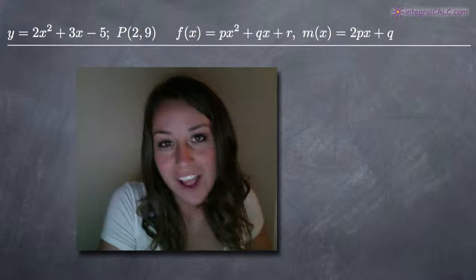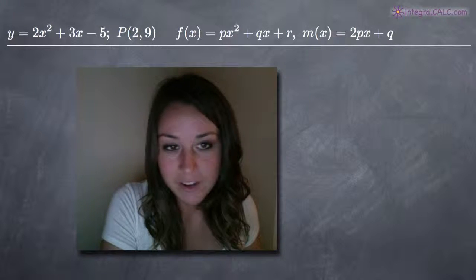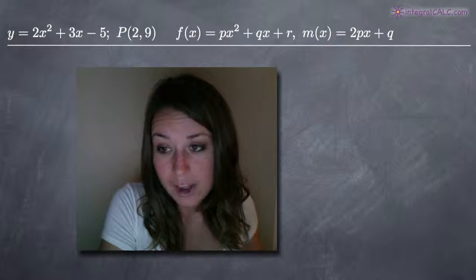Today we're going to be talking about how to find the normal line to the graph y equals 2x squared plus 3x minus 5 at the point (2, 9).